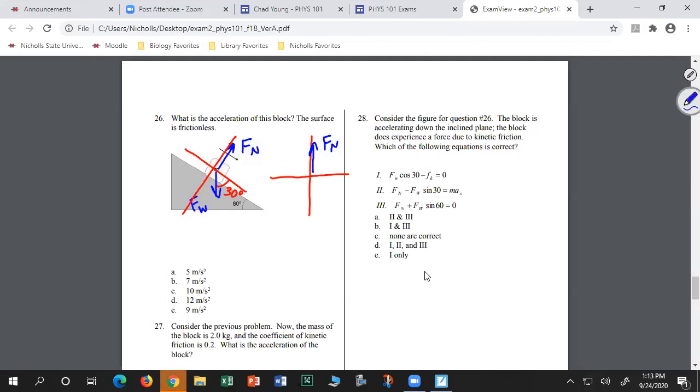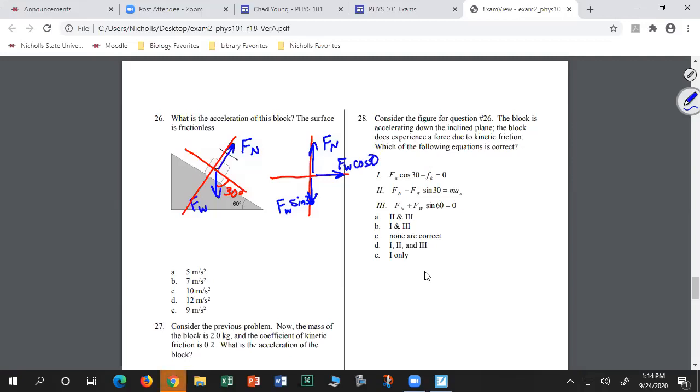The components of this FW vector are going to be in the positive x and negative y direction because it's in the fourth quadrant. So FW has a negative y component, FW sine of 30, and FW cosine 30.